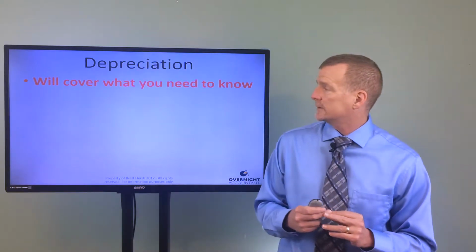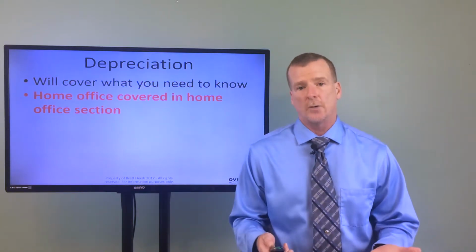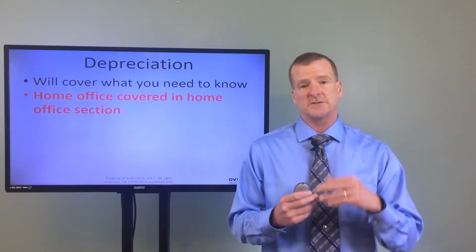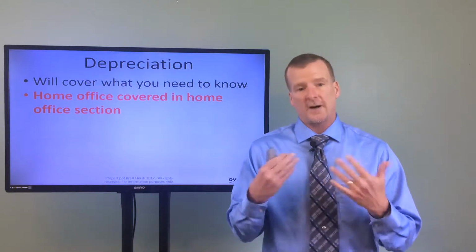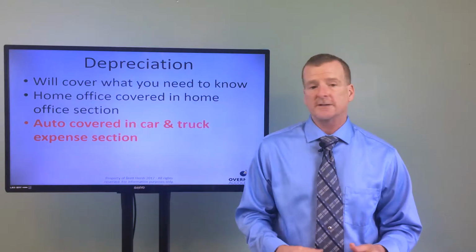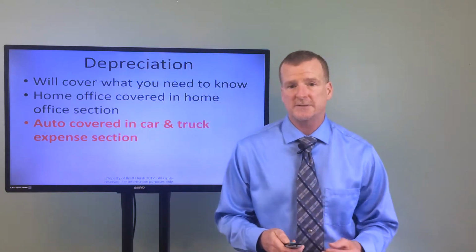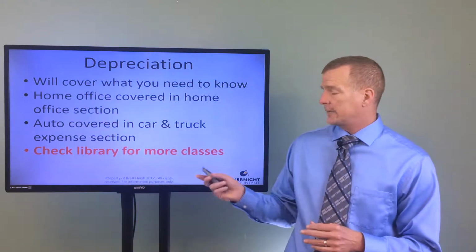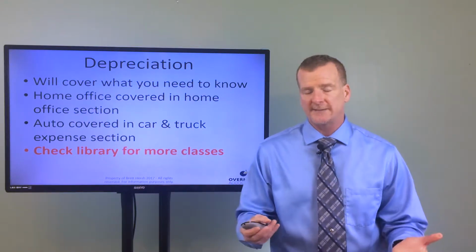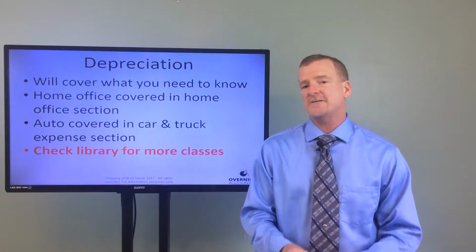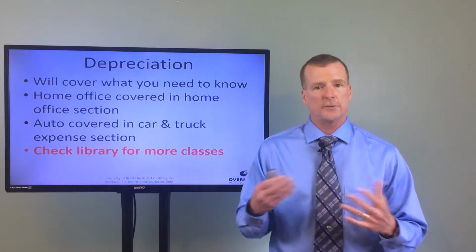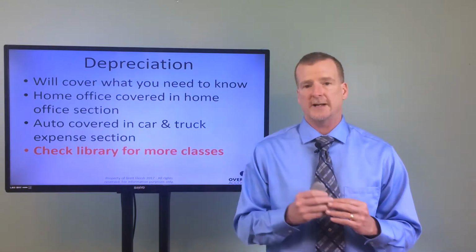What we're going to cover in this course is really what you need to know as a realtor. The home office deduction, including depreciation on the home office if you're using actual expenses, was covered in the home office section of this course. The auto depreciation was covered in the car and truck expense section under actual expenses. Check the library; we may end up with a course just on depreciation if you're interested in learning more. It's relatively rare for realtors to have much depreciation on their tax return. Usually it's a computer, some other small items, and maybe your vehicle if you're doing actual expenses.